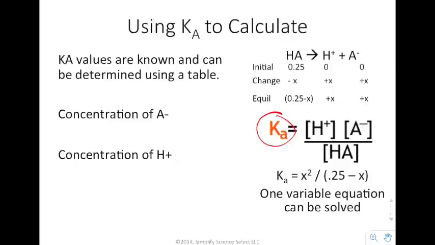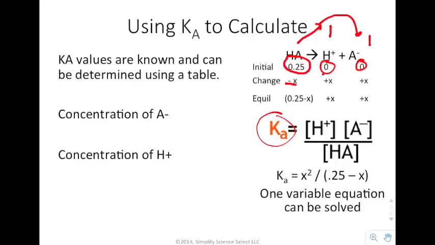Okay, now we're going to put the RICE chart to use at this point. We're going to say, okay, the initial value that I had is this molarity, and it didn't have any of these because it hasn't dissociated yet. Whenever one of these falls apart, it's going to produce one of these and one of these. So for every HA that falls apart, you're going to produce an H plus and an A minus. Because I don't know how many of them fall apart, I represent it by the minus X value.